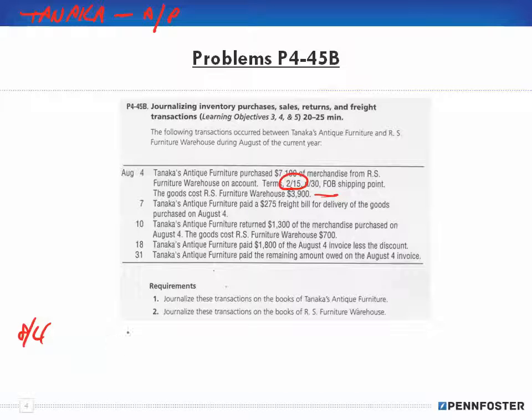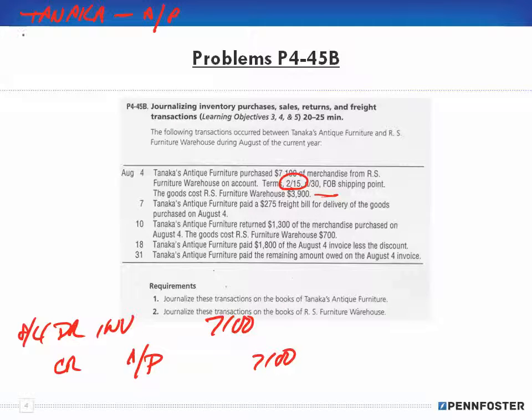But from Tanaka's perspective, they're buying their furniture for $7,100 on account. So we're not affecting cash. Are we affecting accounts payable or accounts receivable? Yes, we're affecting accounts payable. So my accounts payable is increasing, so I'm going to credit accounts payable for $7,100. And what am I doing? Debits have to equal credits. So what am I doing with it? Well, I'm buying inventory, so I'm going to debit inventory for $7,100.